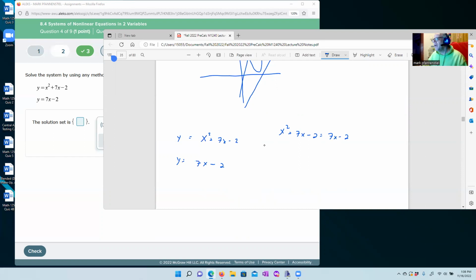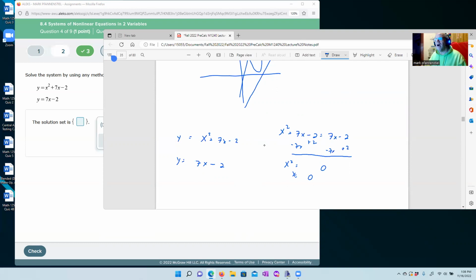Okay, let's go ahead and add 2 to both sides. That's easy. Let's go ahead and subtract 7x from both sides. So we end up with, oh, look at that. x squared is equal to 0. So x would be 0.